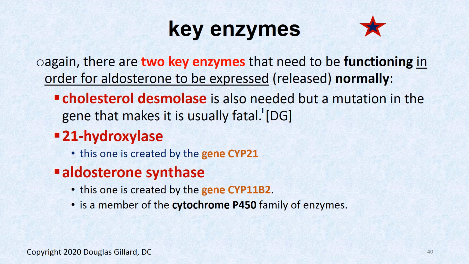Again, there are two key enzymes that are functioning for aldosterone expression normally: desmolase, 21-hydroxylase, aldosterone synthase.